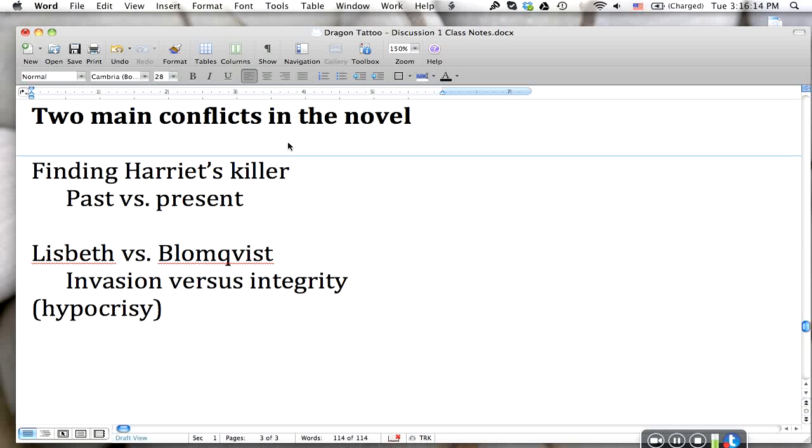Okay. Other conflicts here. But yeah, she's a little bit of a hypocrite in that she has such a high wall, but then she wants to climb over others' walls. Right. Other conflicts people identified here.